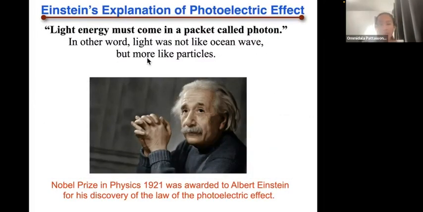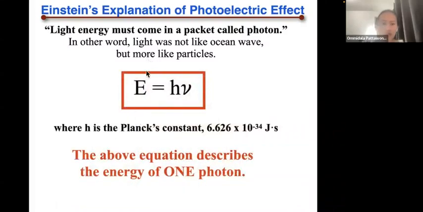Einstein's explanation of the photoelectric effect is complementary to Planck's theory that we saw earlier. So he explained that light energy must come in packets called photons, and these photons have to have a discrete amount of energy with them, right? So in other words, light is not like an ocean wave, but more like a particle. Okay, so it comes in the form of particles. And the energy of light right here is going to refer to the energy of one photon. Okay, so this equation only describes the energy of one photon, or one particle of light.